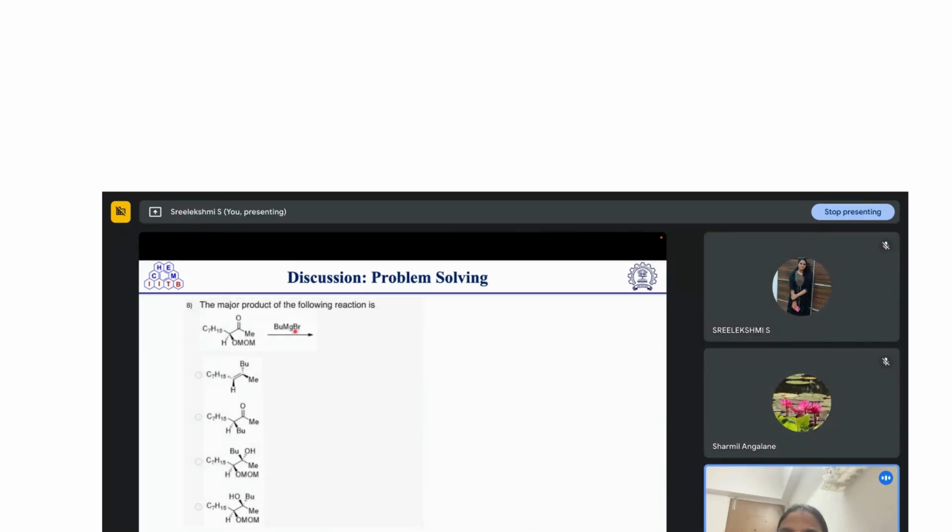So this is also a similar question, but not exactly the same. The major product of the following reaction, that is, over this ketone, this butyl magnesium bromide is being added. So here also 1,2 addition is taking place. So out of these four options, we can directly cancel out option A and option B. Then out of option C and D, which stereochemistry will be correct? So this chiral center is already generated, and these two are the possible diastereomers of the product, which will be the major product.